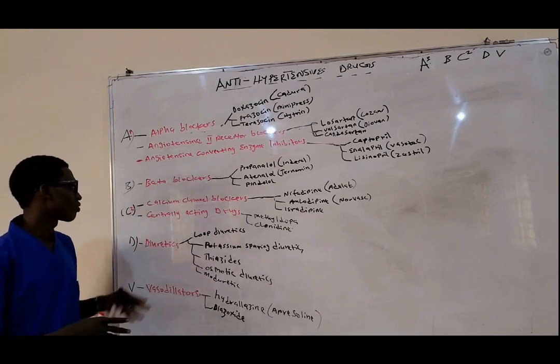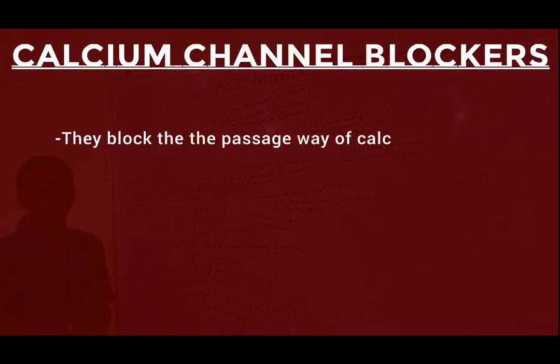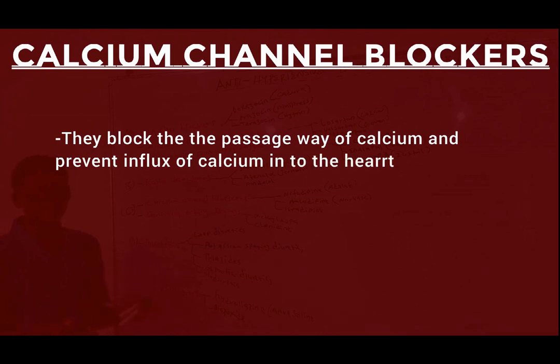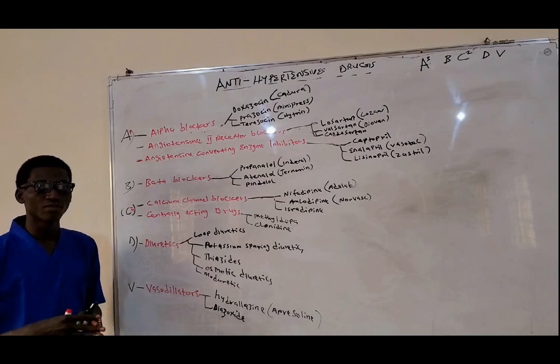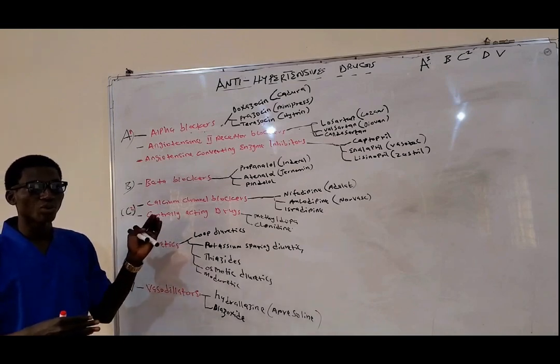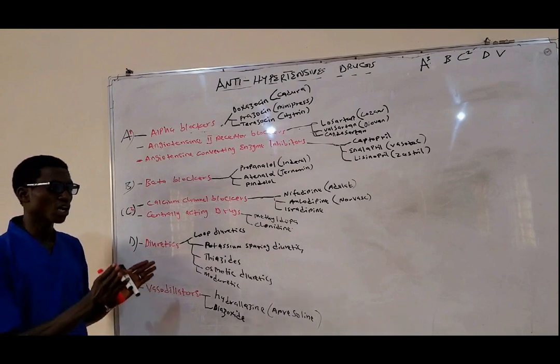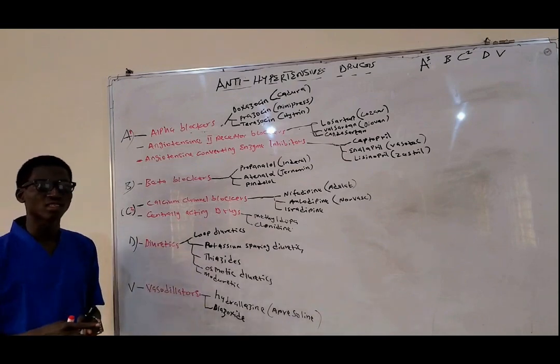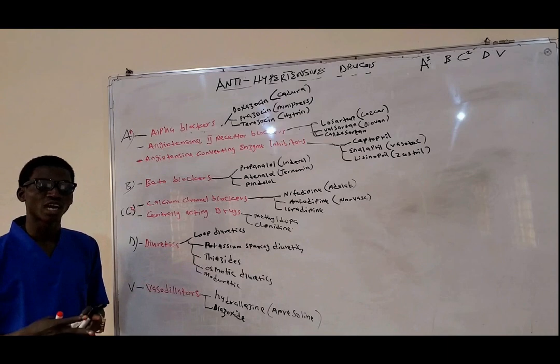Then the C here we have calcium channel blockers. Calcium channel blockers are a group of antihypertensive drugs. When administered into the body, they block or stop the influx of calcium to the heart muscles. You know, for muscles to contract, it requires the work of calcium. So, you know, the heart is made up of muscle called myocardium. So this muscle must contract before the heart contracts. So definitely, what this drug does is to block the pathway of calcium, meaning it blocks calcium from coming into the heart to enable contraction of the heart.